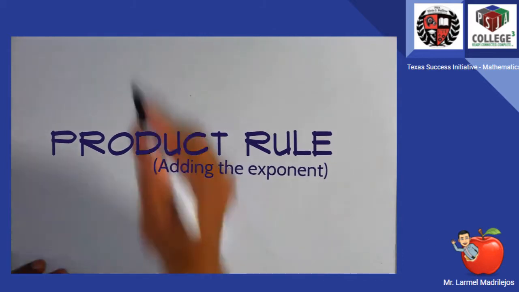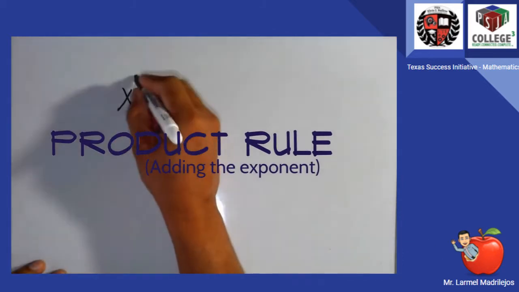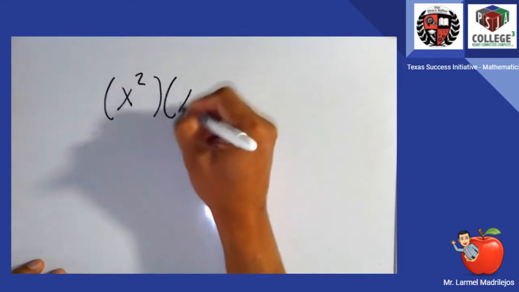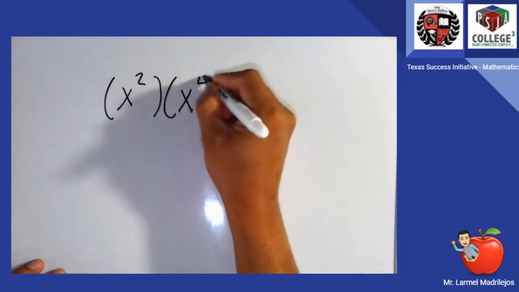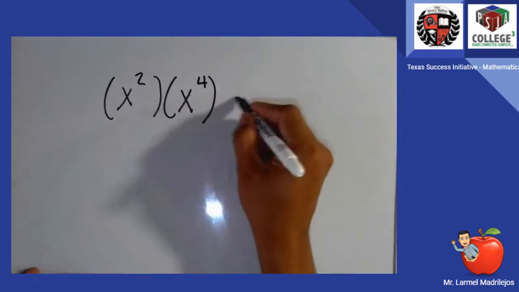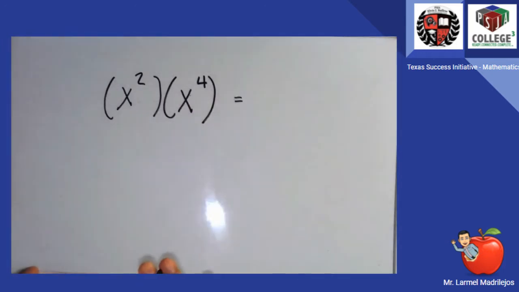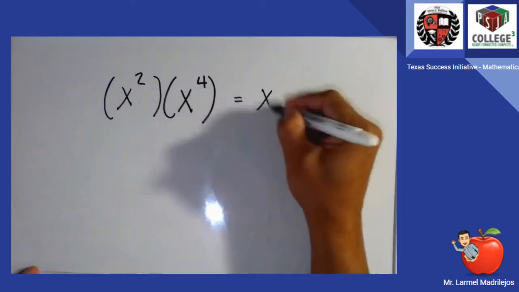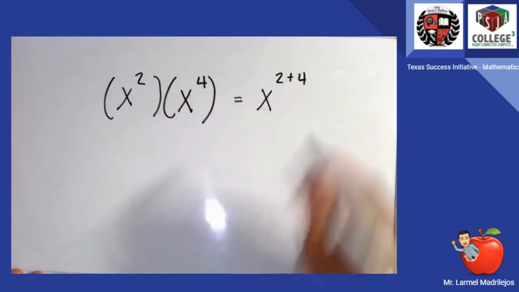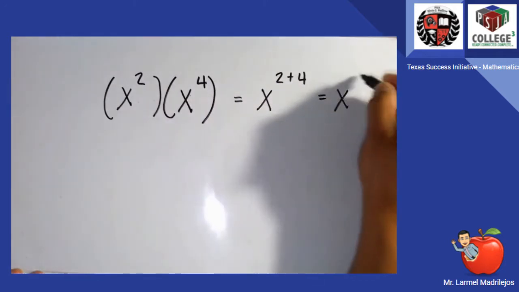The next one is the product rule. Okay, product rule is multiplying. Let's say x raised to 2 multiplied by x raised to, let's say, 4. In the product rule we add the exponents. So it's going to be x to the 2 plus 4. So the answer is going to be x raised to 6.